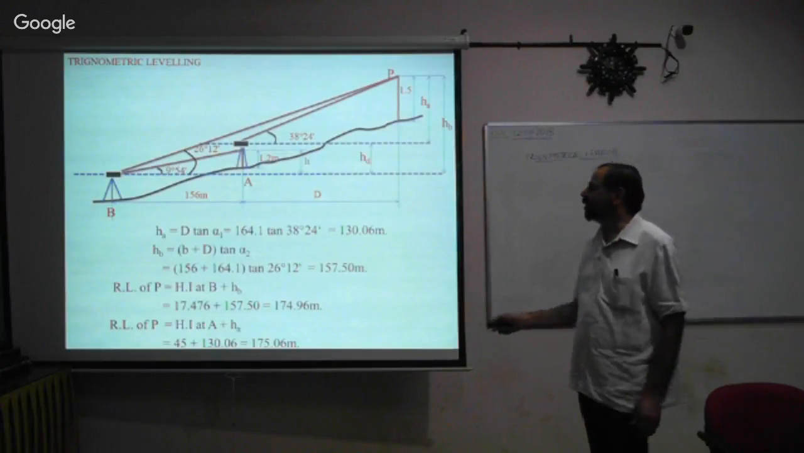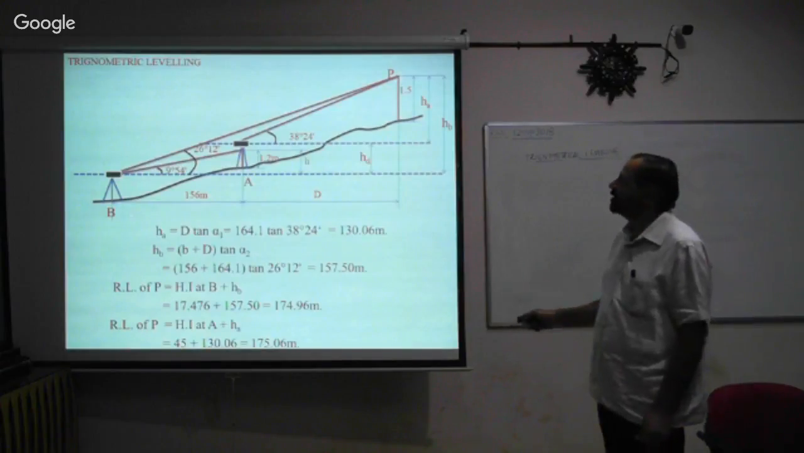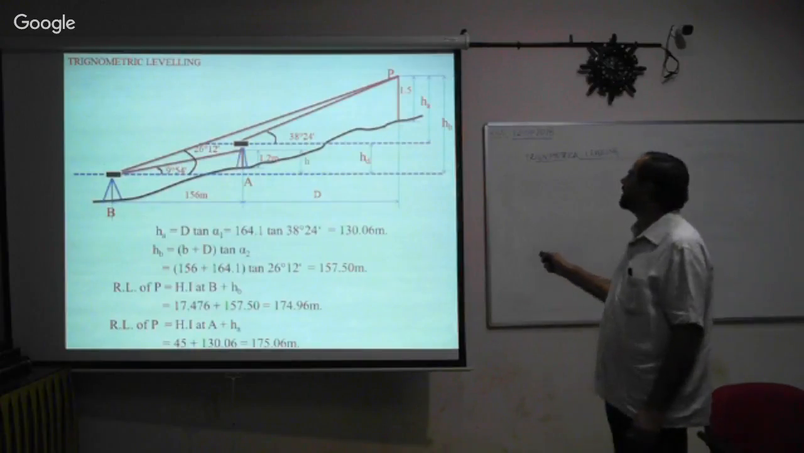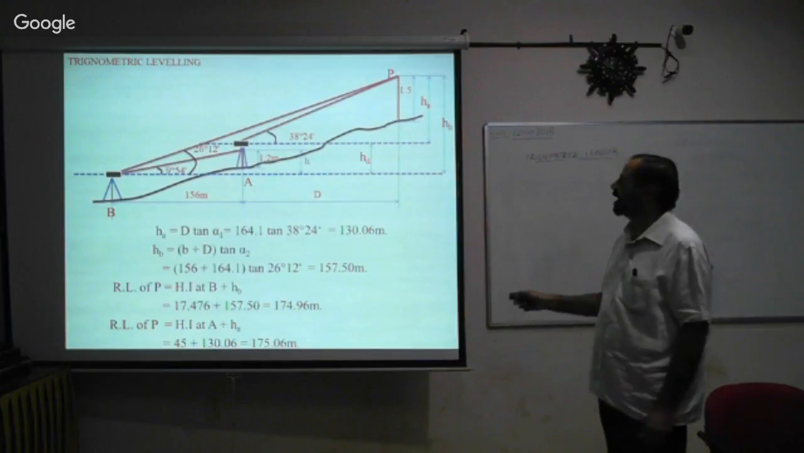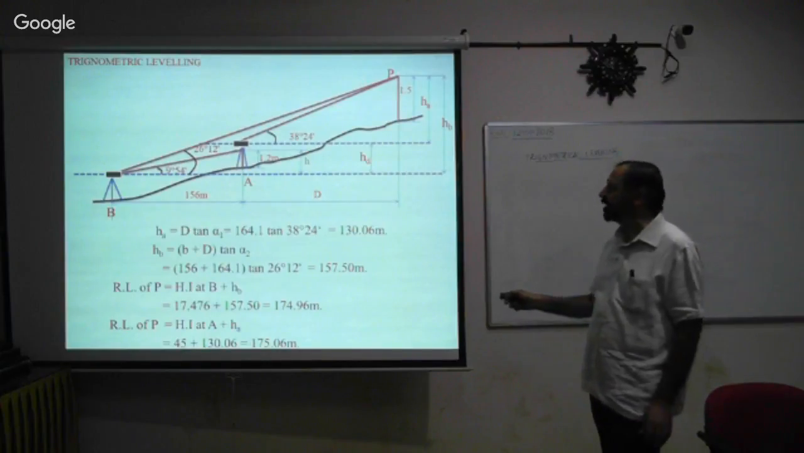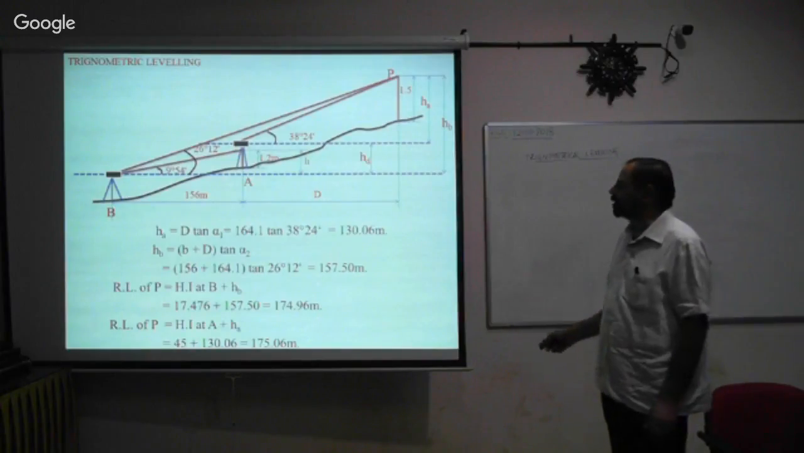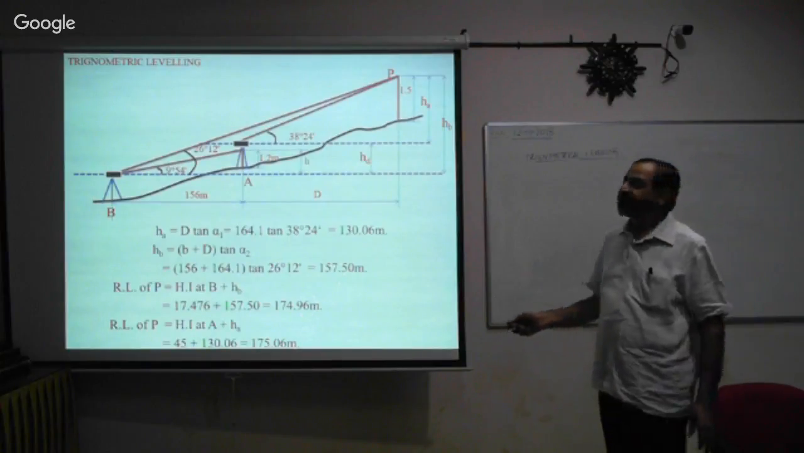Therefore the RL of P is equal to the RL of the instrument axis at B, which we have calculated, plus HB. Similarly, the RL of the instrument station at A is given, it is 45, plus HA. Therefore both the answers are the same. Now that completes the problem.